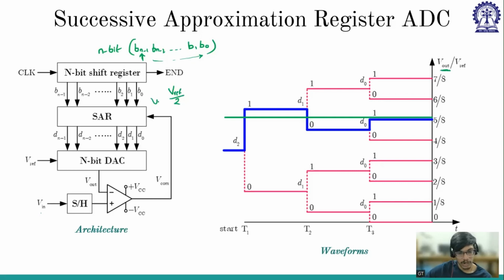They'll compare V naught with V reference by 2, whether V naught is greater than V reference by 2 or V naught is less than V reference by 2. So this is the comparator that they are comparing. If my V naught is greater than V reference by 2, then my first bit will be set to 1. So the basic logic is this.